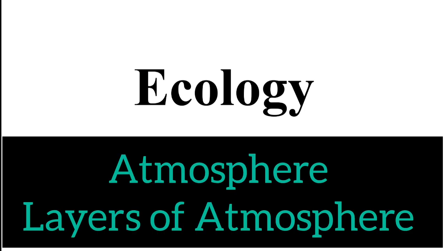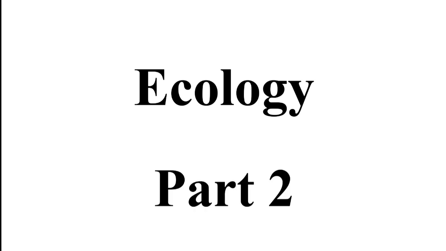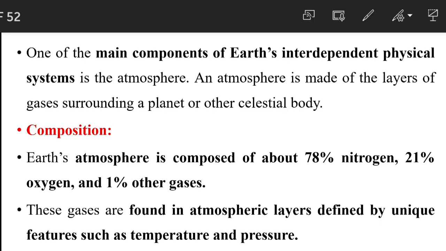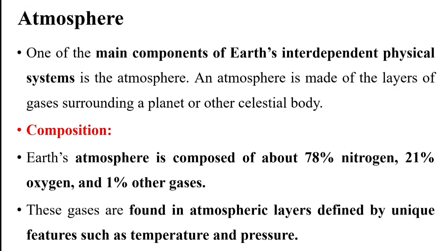So it is the part 2 video of ecology. In this video we will learn about the atmosphere and the different layers of atmosphere. So let's start. At first, what is atmosphere? One of the main components of Earth's interdependent physical system is the atmosphere, and it is made up of layers of gases surrounding the planet or other celestial bodies.